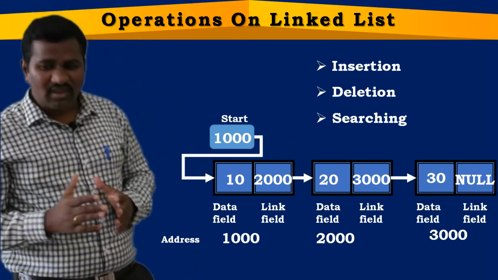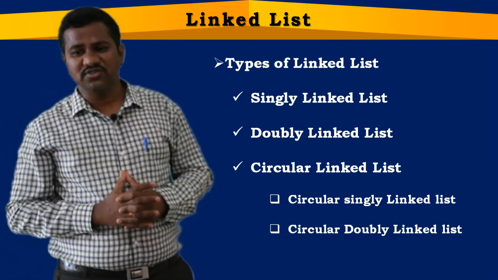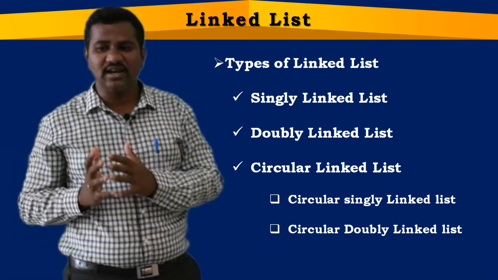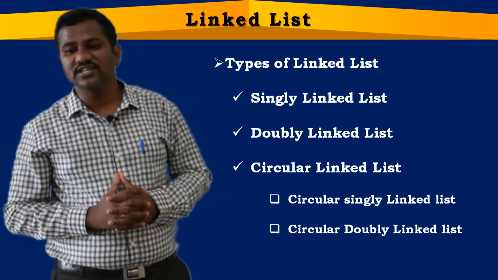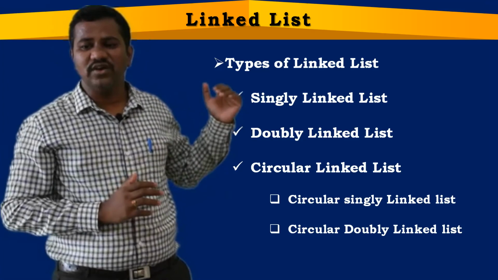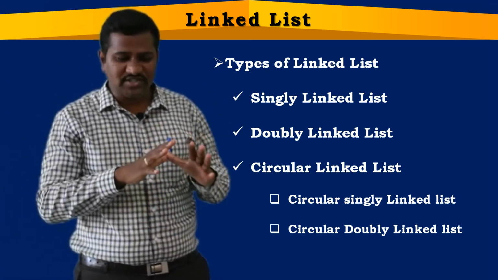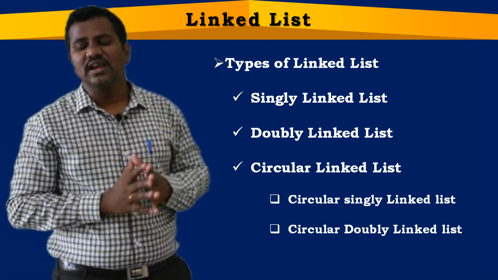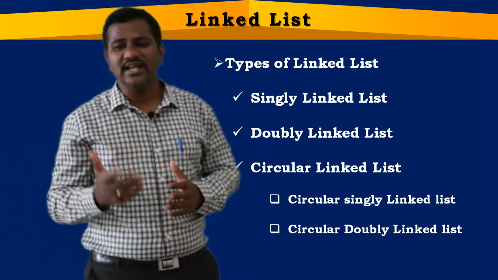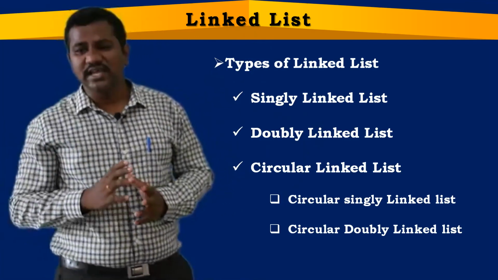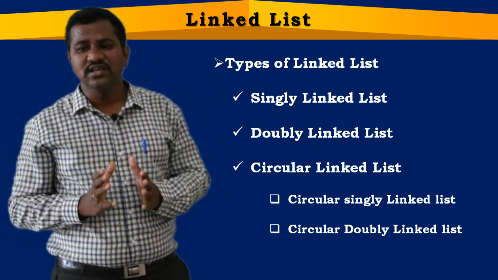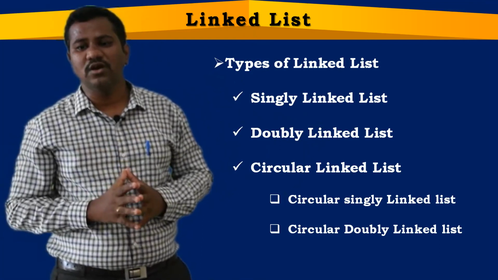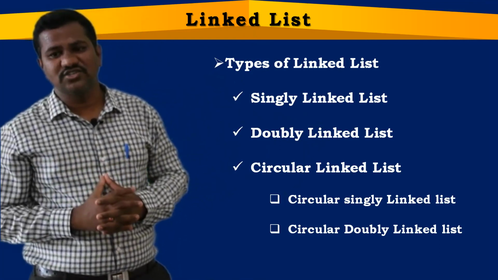Now let us have a look at the different types of linked lists. We have single linked list, double linked list, and circular linked list. The circular linked list is again classified into circular single linked list and circular double linked list. These are all different types of linked lists. And we are going to perform all the operations I discussed previously on all these types. In coming classes, we'll discuss clearly single linked lists and what operations we can perform on them, double linked lists and what operations we perform on them, and the same thing for circular linked lists, right?